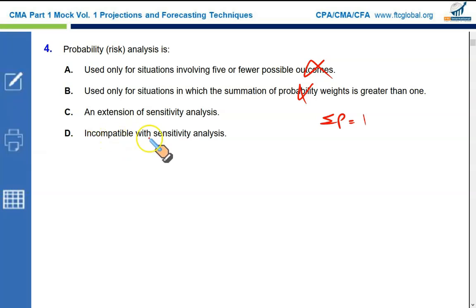D. Incompatible with sensitivity analysis is wrong. Probability analysis is very much compatible with the sensitivity analysis, so we got our right option, C.